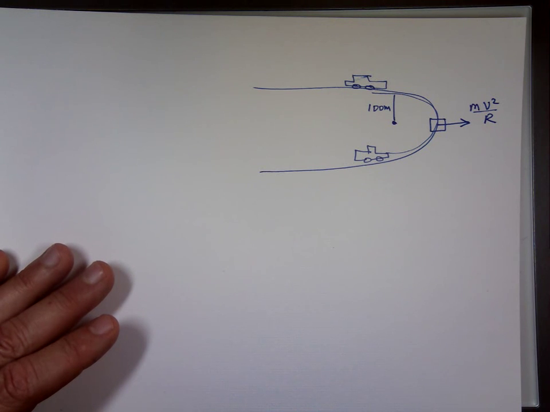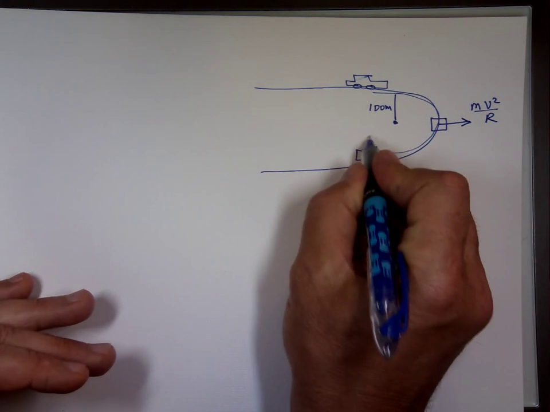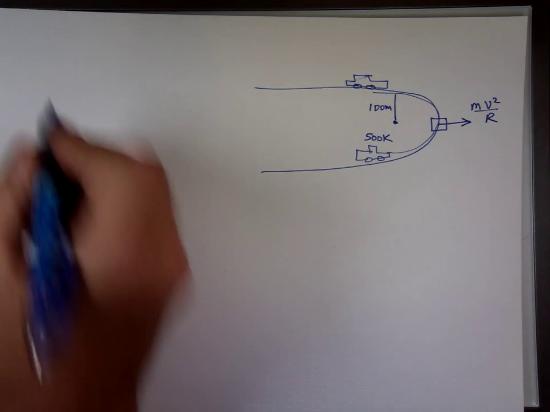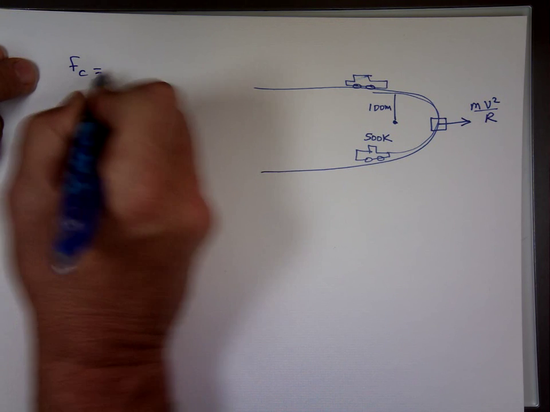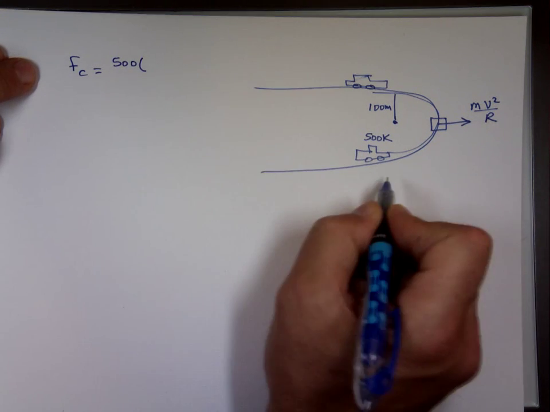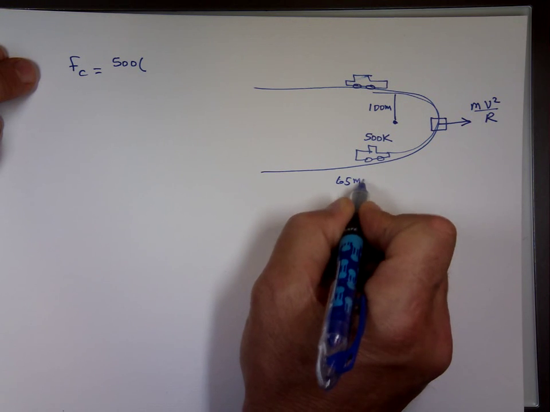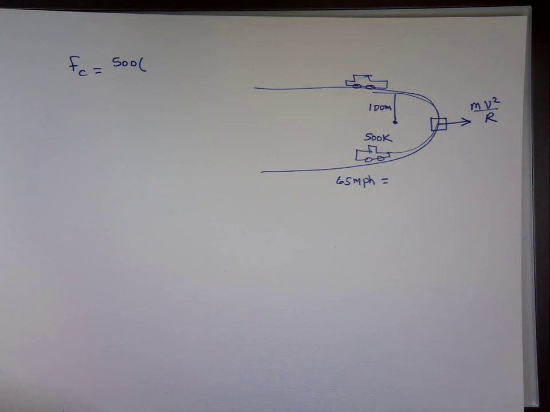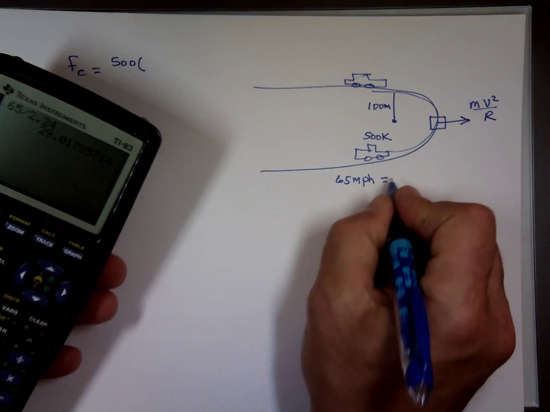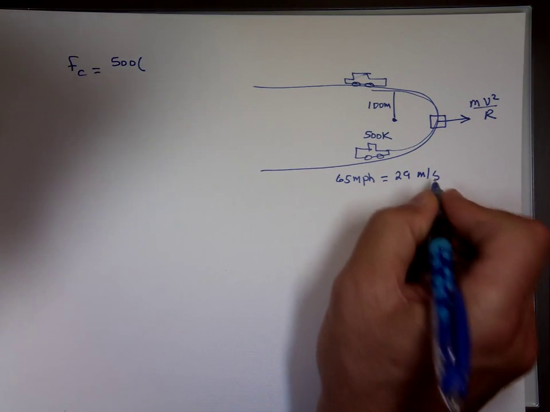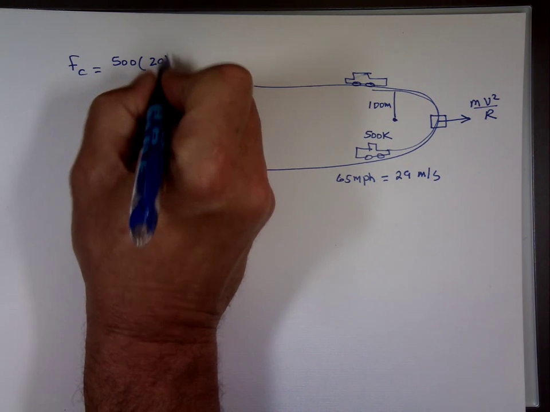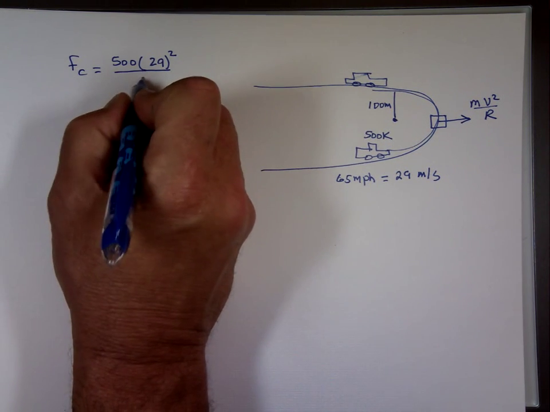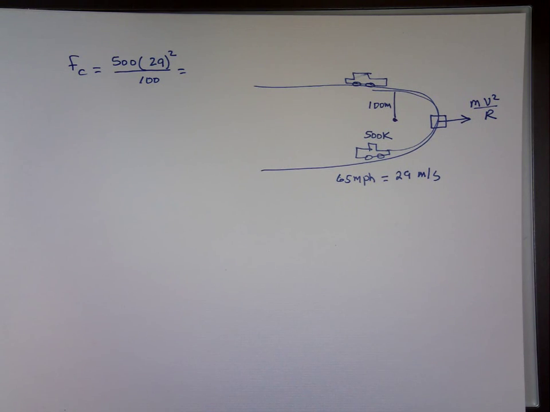And if the car has a mass of 500 kilogram, then the value of that force, which is 500 times your speed, let's say you're going 65 miles per hour, and if we change 65 miles per hour to meters per second, it's 29 meters per second, squared, divided by what? 100. And it's 4205. That's the force.